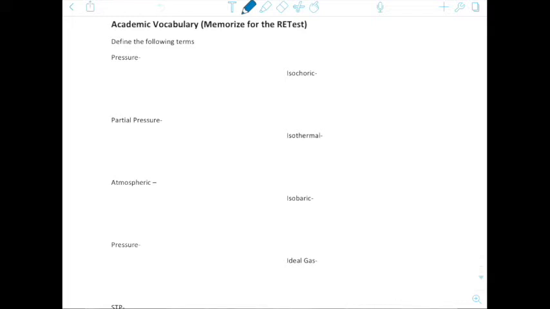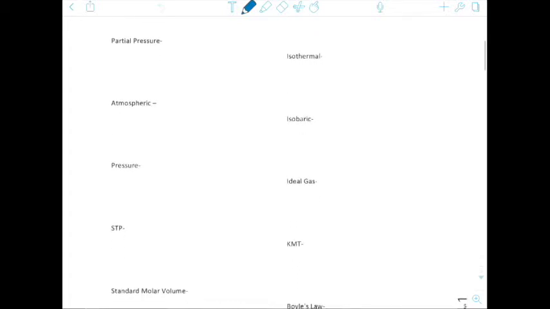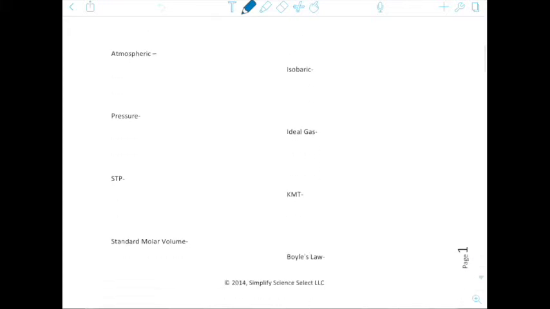Pressure is the force per area exerted by one object on another. Partial pressure is the pressure of a specific gas in a mixture of gases. Atmospheric pressure is the pressure that is exerted by the atmosphere. STP stands for standard temperature and pressure. Standard molar volume exists at STP and is 22 liters per mole.